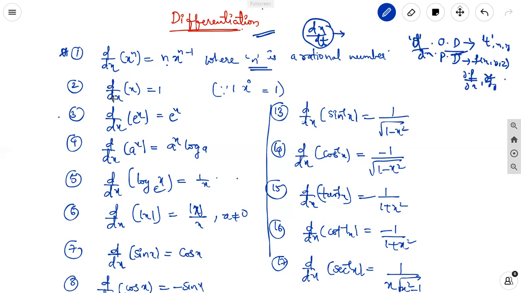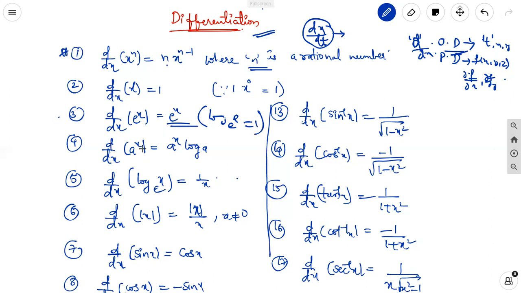The second one is the derivative of x. That should be 1. Why? Because x can be expressed as x power 1, which gives 1 into x power 1 minus 1, so x power 0, and any variable to the power 0 is 1. So it is 1. The derivative of e power x is e power x. When the base is e, we know that log e base e is equal to 1, so it is e power x only.